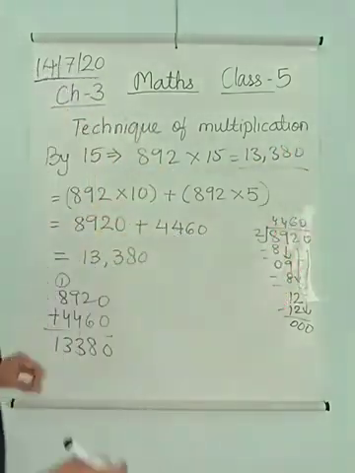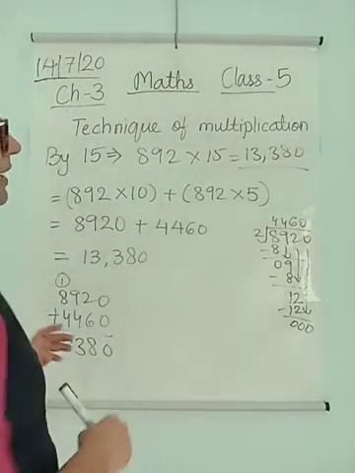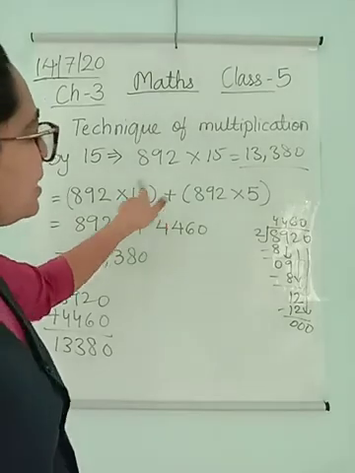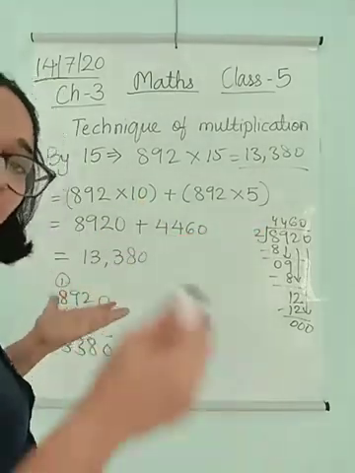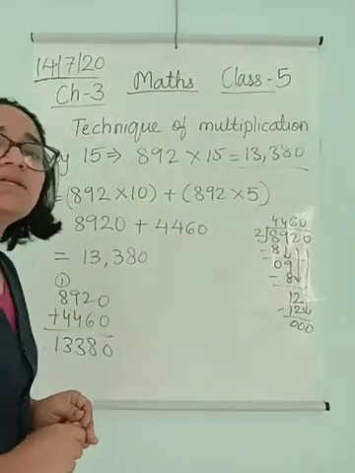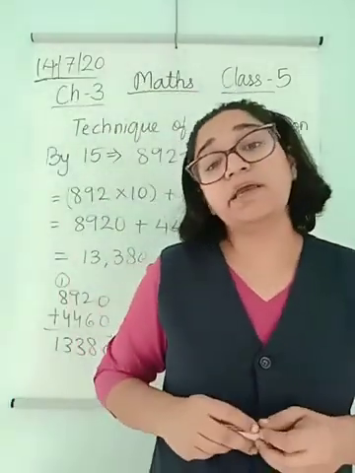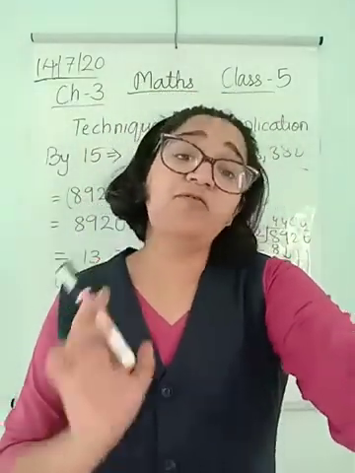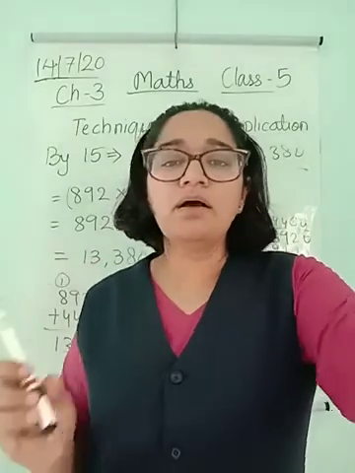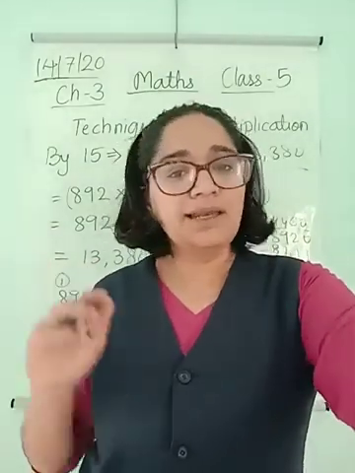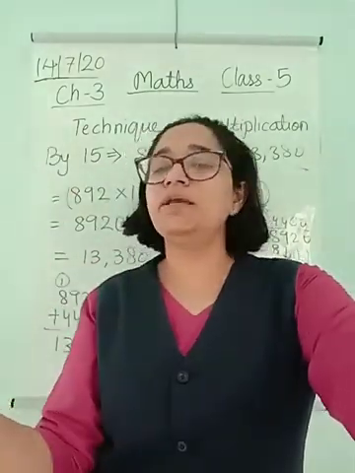13,380. What we are doing is we are not multiplying by 15, we are multiplying by 10 and 5 and then adding both. So this is the technique for multiplication of any number by 15. अगर 15 होगा तो ही ये करेंगे, अगर 11 होगा तो ही वो टेक्निक यूज़ करेंगे.